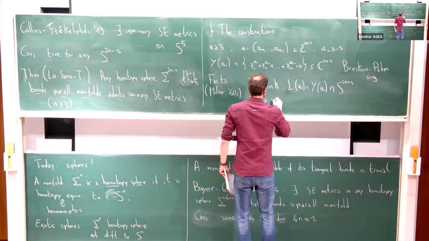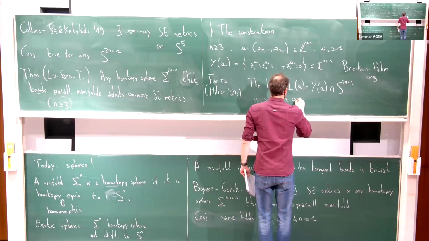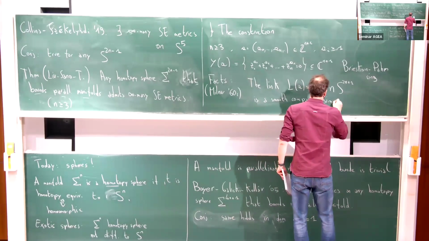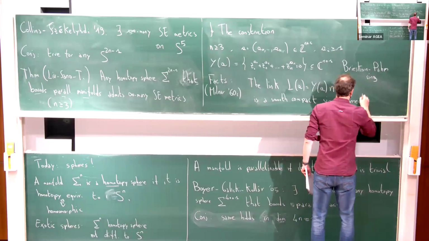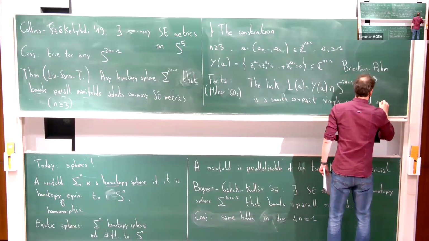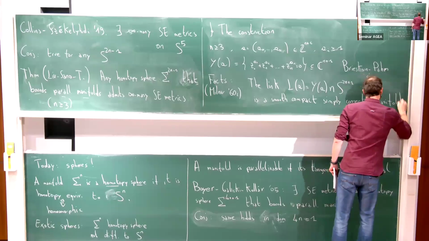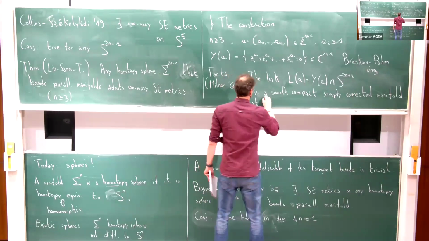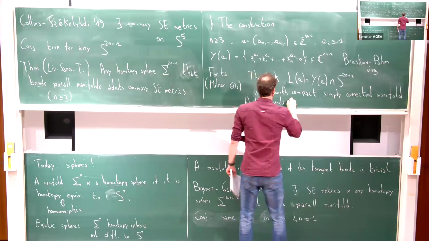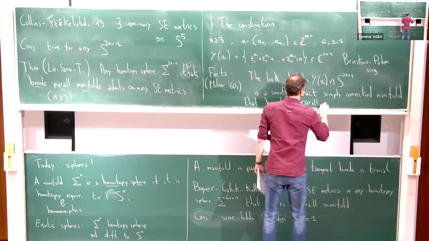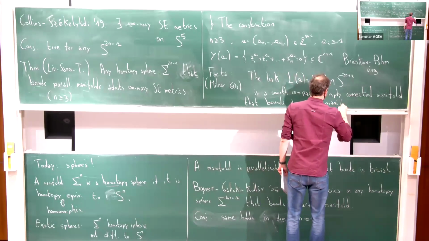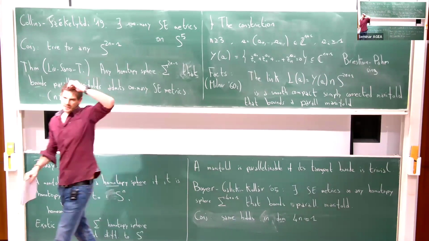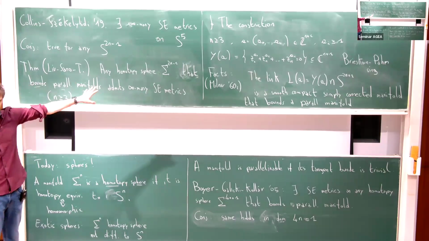It is a smooth, compact, simply connected manifold, and it also bounds a parallelizable manifold. So this guy is going to be our sphere. It's not always a sphere.